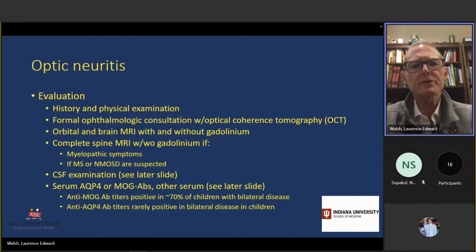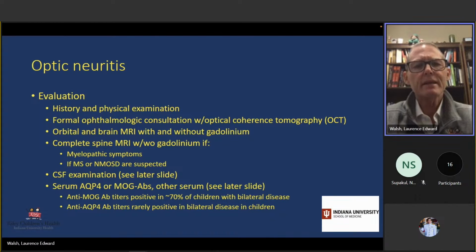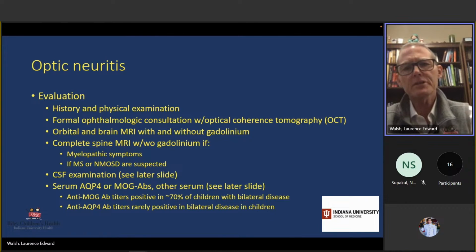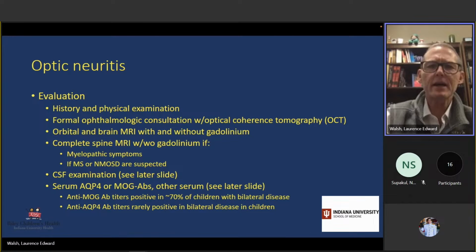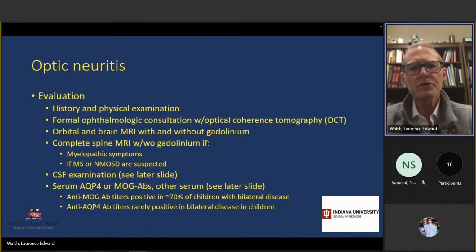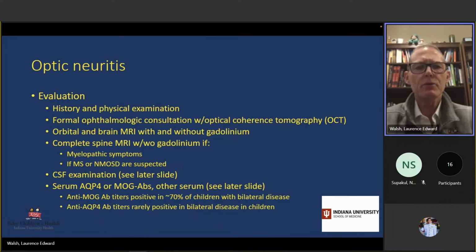One question is, do we want spine MRIs? And there's some guidance about that. If a child has myelopathic, not myopathic, symptoms, or if there are other things that make you suspect MS or NMOSD in this child, then we want a spine MRI with and without, and we want total spine. I spend a lot of time on peer review phone calls with insurance companies saying why we want spines and why we want the whole spine and not just part of the spine. So it's important, I think, to stick to your guns and try to do the whole spine.